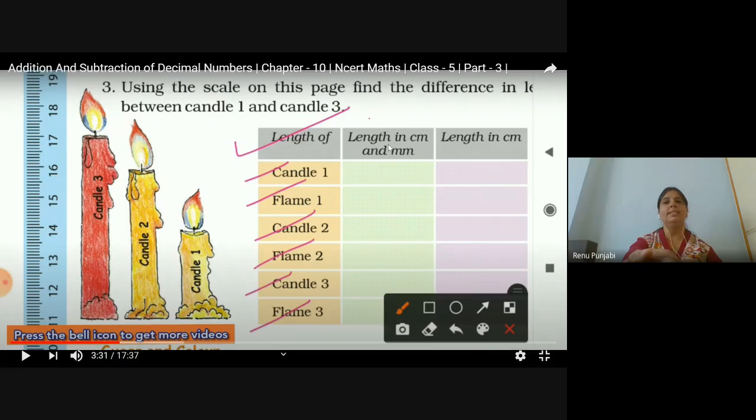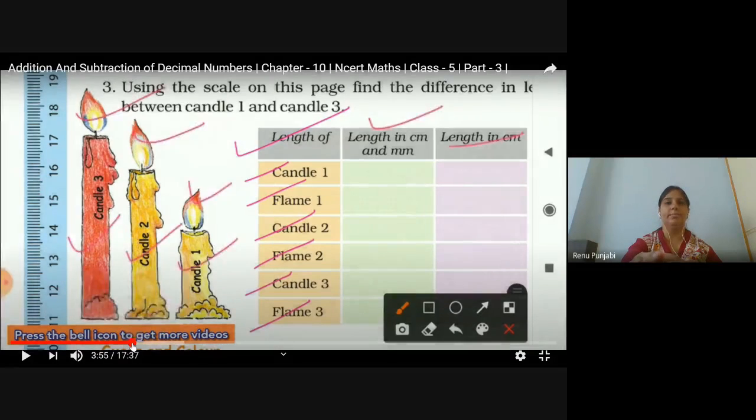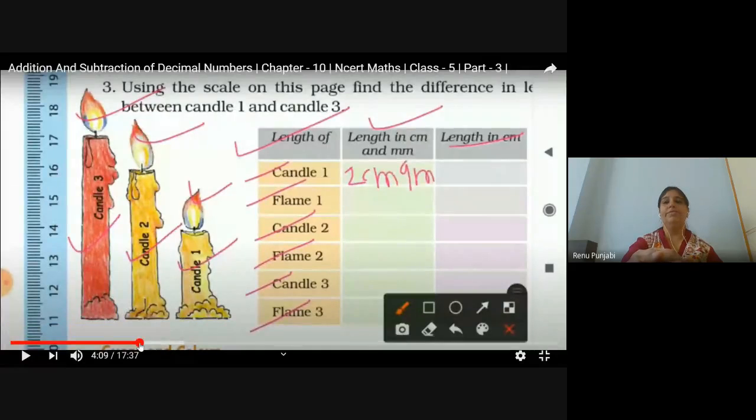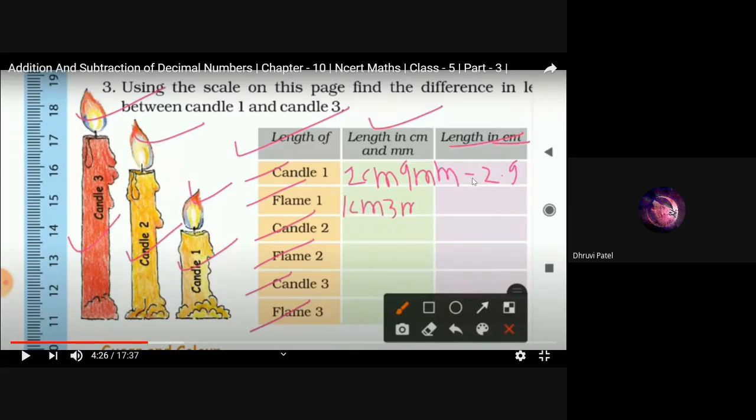Then length in centimeter and length in millimeter. Just a minute, I'll tell you one example. If it is 2 centimeter 9 millimeter, then it can be written as 2.9 centimeters. 2 centimeter 9 millimeter can be written as how in centimeters? 2.9 centimeters.